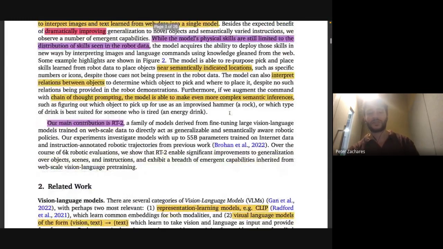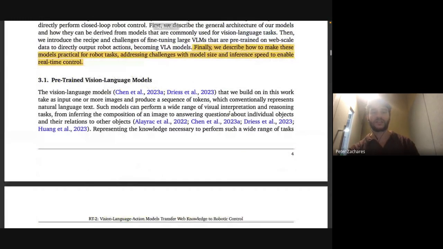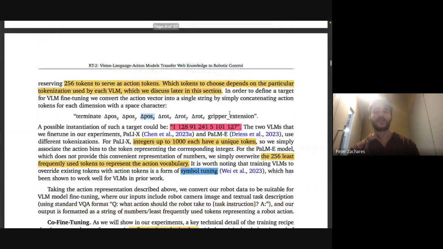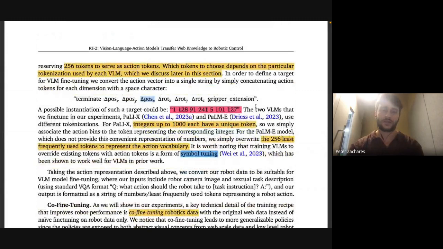So the first innovation, which again, is definitely not something new, it's probably never been applied to robotic actions before, but applying it to robotic actions doesn't seem like such a huge novelty.